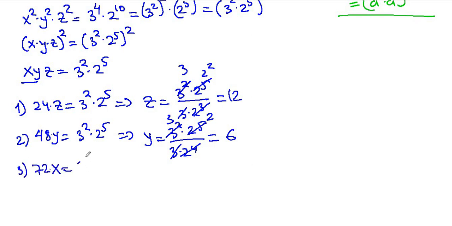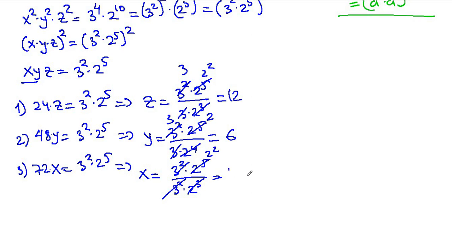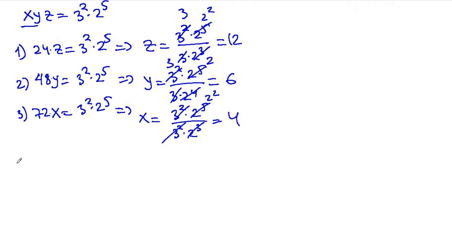So the third one is 72 times x is equal to 3 squared times 2 to the power of 5. Now x is equal to 3 to the power of 2 times 2 to the power of 5 divided by 72, and we can factor 72 as 3 to the power of 2 times 2 to the power of 3. And we see that we can cancel here 2 squared and 3 squared, and therefore this is 4. So if we finalize that, we'll get the following solution: x is equal to 4, y is equal to 6, and z is equal to 12.